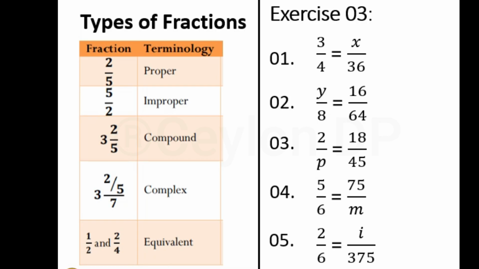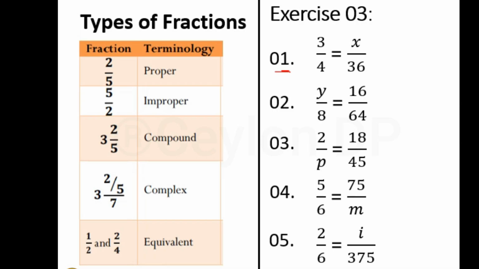Equivalent means sometimes the fractions are equal. It means 2 over 1 is equal to 4 over 2. Likewise, the equal fractions are there. In here, the exercises are there. If we check this first one, it means 4 over 3 equal 36 over x. You have to find this x, the unknown letter.